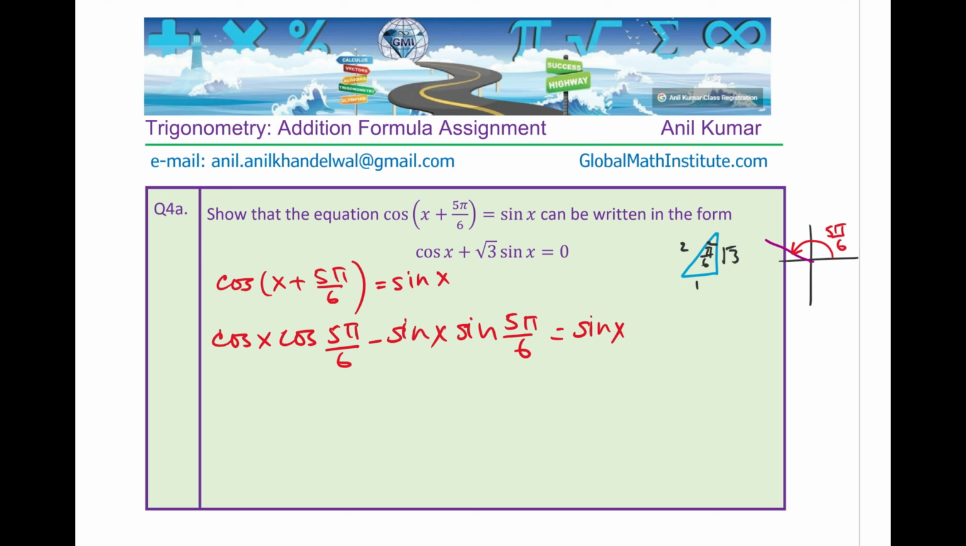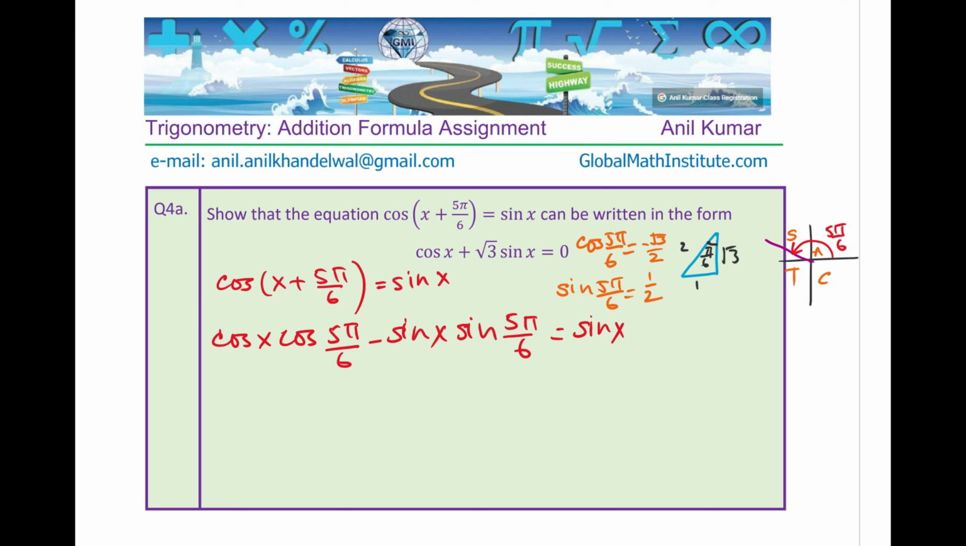And you know the CAST rule, that means cosine is negative and sine is positive. So we know that cos 5 pi by 6 is basically equal to minus square root 3 over 2, and sine 5 pi by 6 is basically equal to plus half.